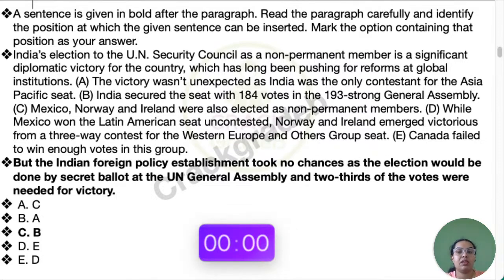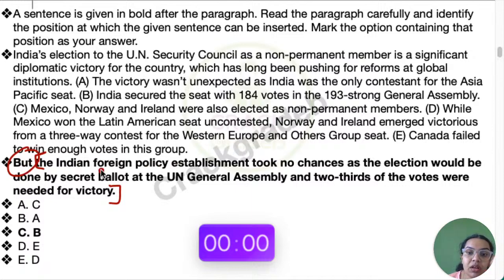The answer here is B, that is responding to C. Option is good job, Ayushi. So, India's election again. Let's first see. But is the clue word. Anything that is going in the opposite direction to this is the place after which we are going to use this one.